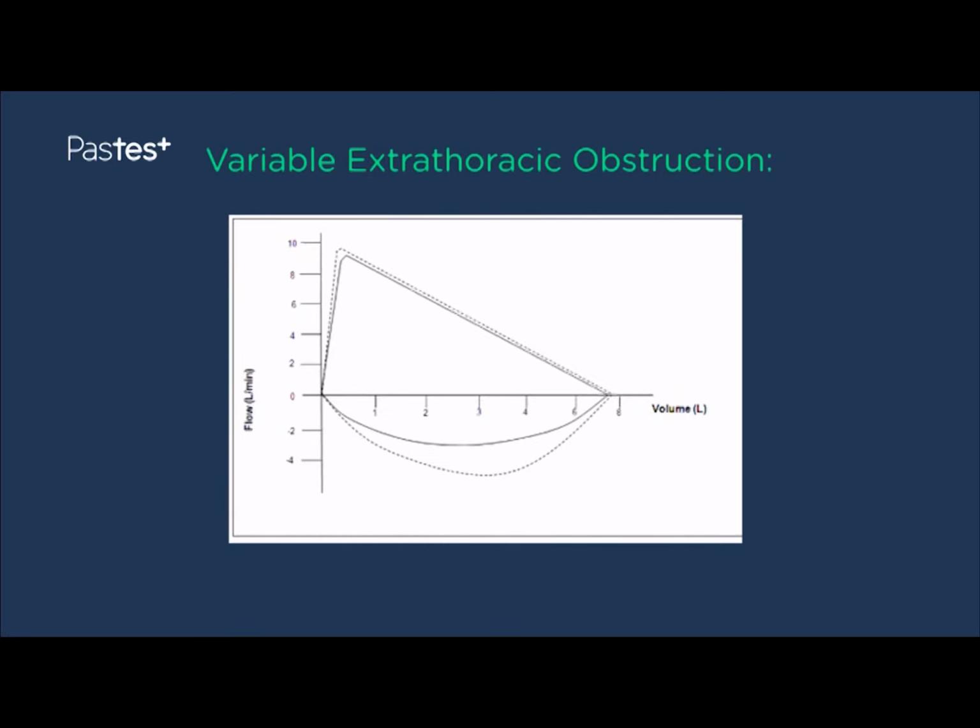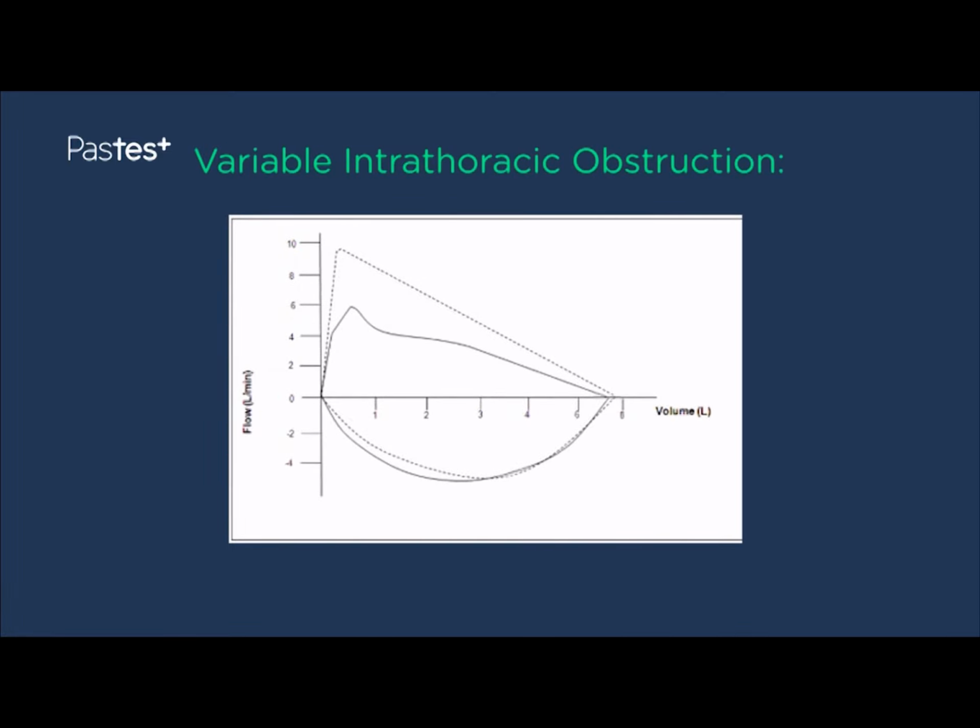Variable extrathoracic obstruction. In this, the expiratory part of the loop looks normal, the inspiratory part of the loop, the curved part of the loop, is diminished. It's the exact opposite of this with an intrathoracic obstruction. The inspiratory part, the curved lower part of the loop, looks normal, but in the intrathoracic obstruction, the expiration is what is affected.